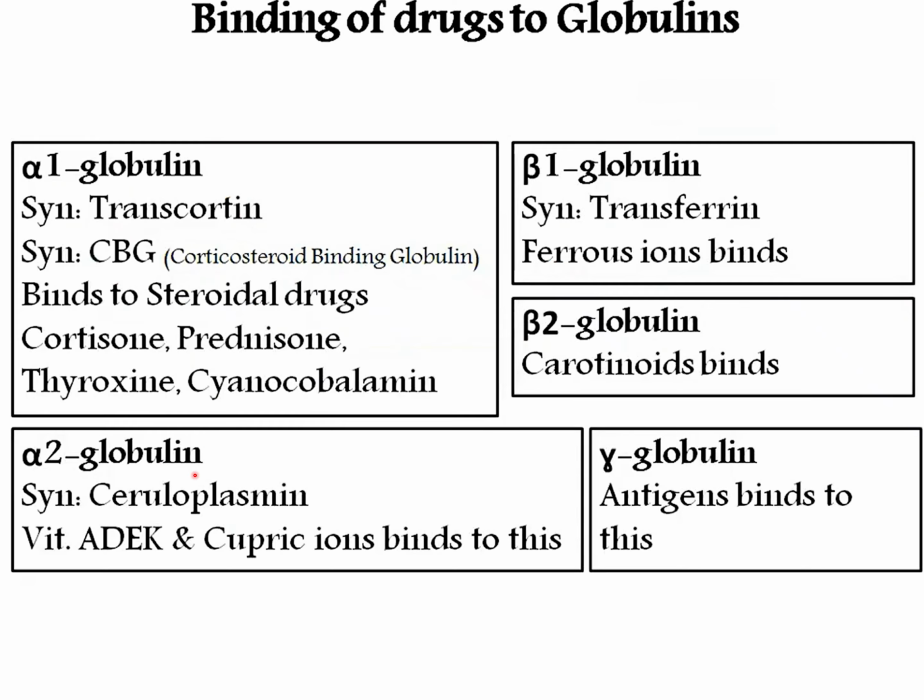Then alpha 2 globulin is also called ceruloplasmin. Vitamin A, D, E, K or cupric binds to this. Then beta 1 globulin is also called transferrin. We know ferrin means ferric, that is, ferrous ion binds to this. Then beta 2 globulin binds carotenoids.